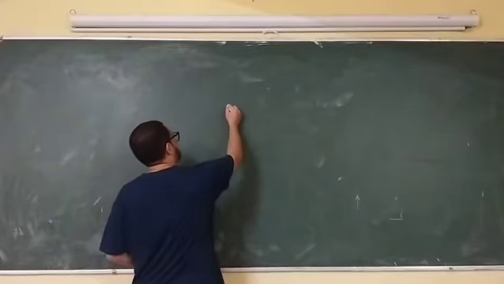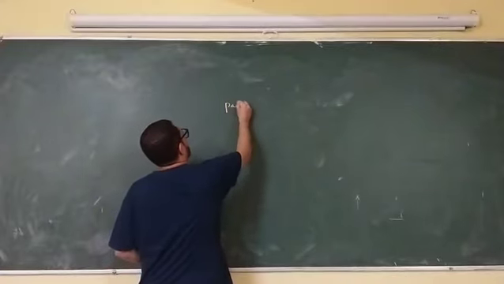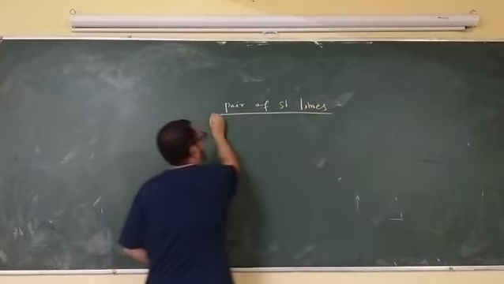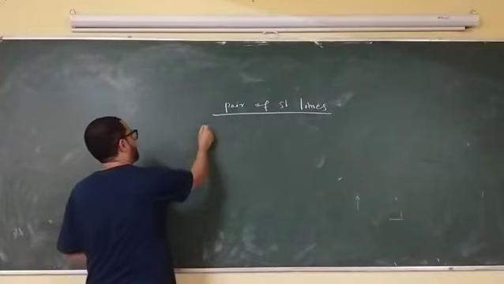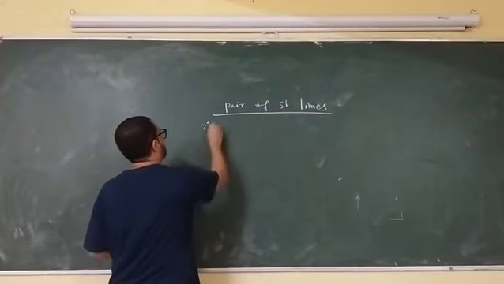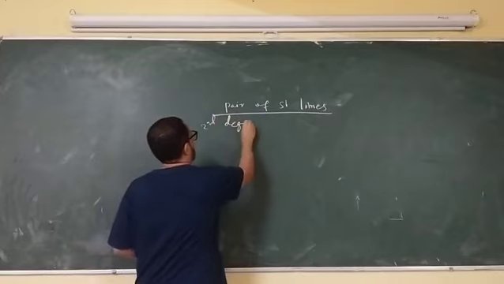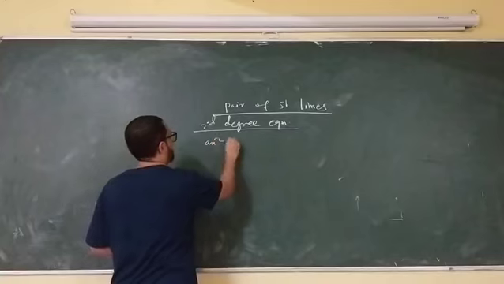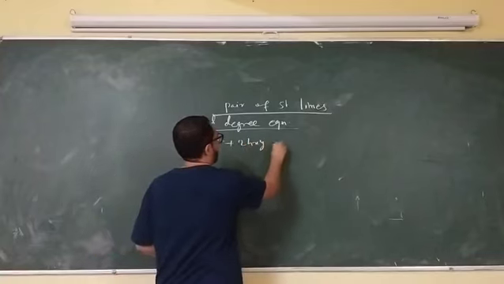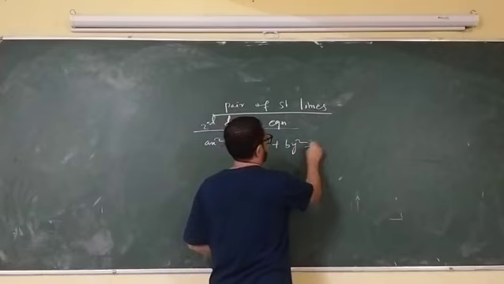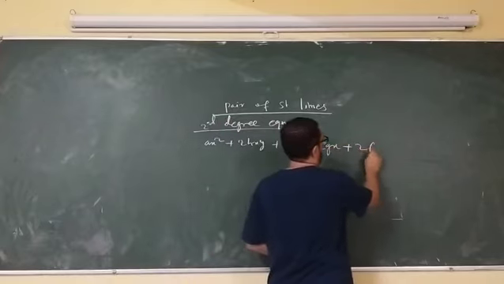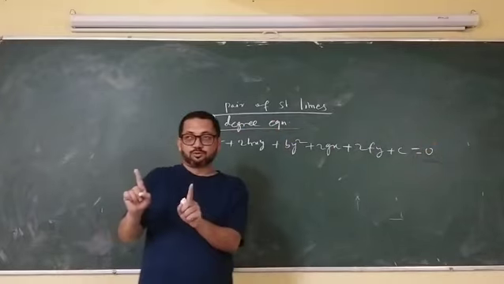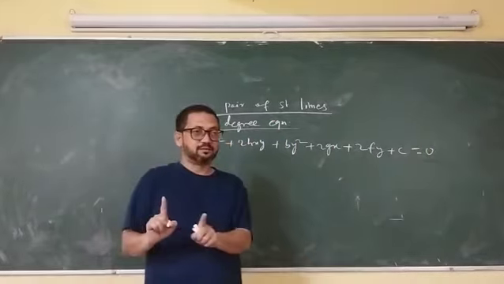So we are talking about pair of straight lines. In this second degree equation, ax square plus 2hxy plus by square plus 2gx plus 2fy plus c is equal to 0, it represents two straight lines.